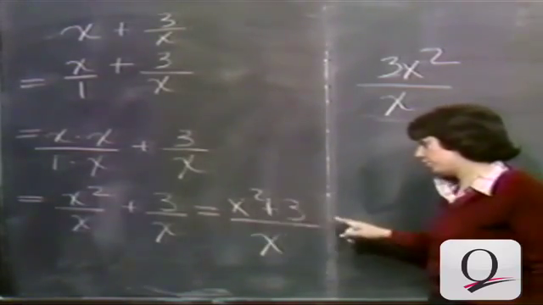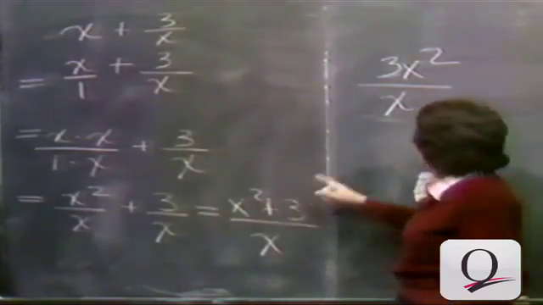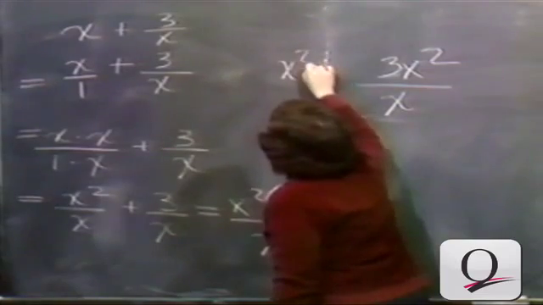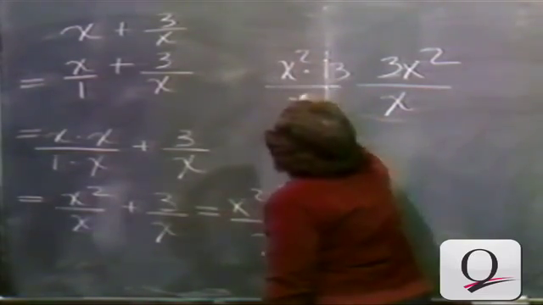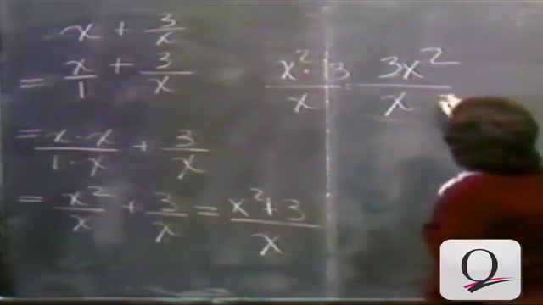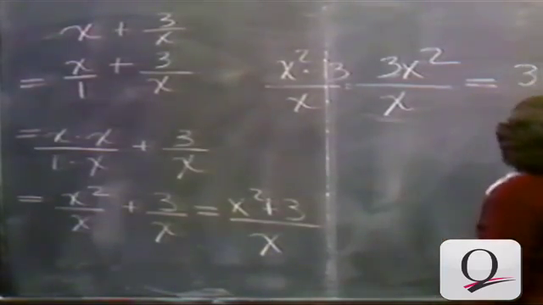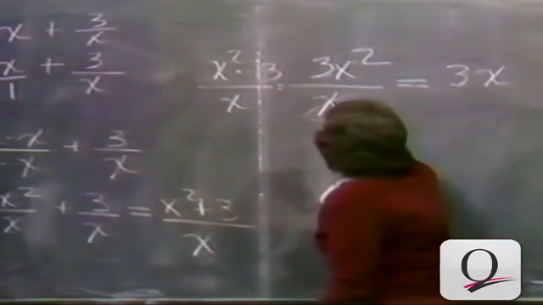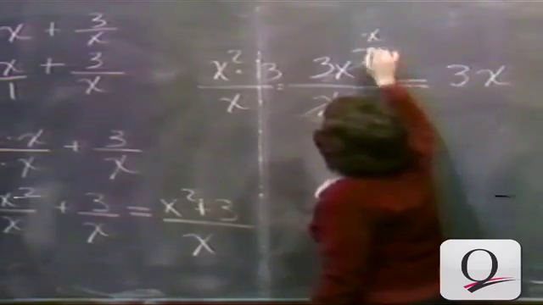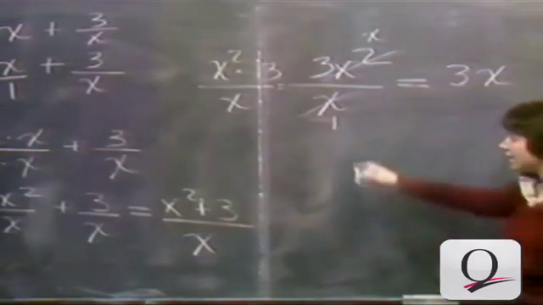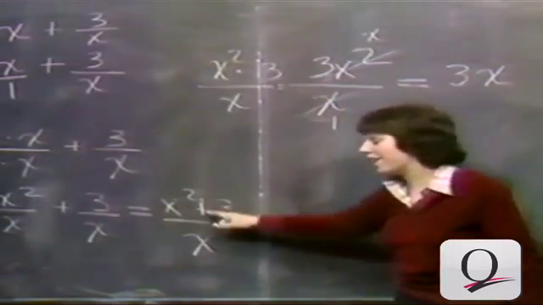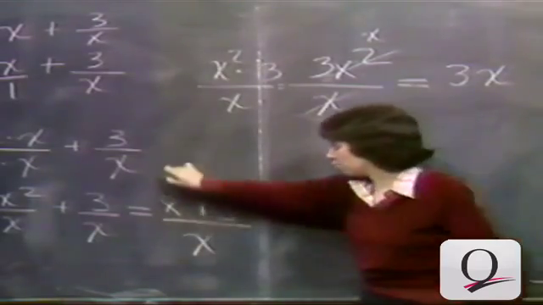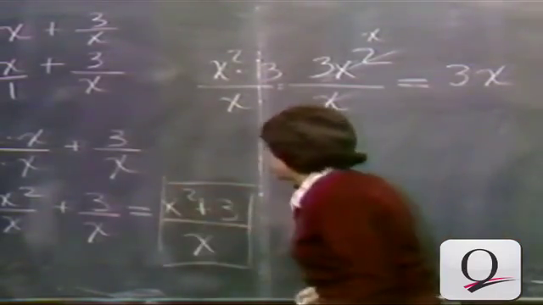3 is not a factor of the numerator. If it was x squared times 3 over x, or 3x squared over x, then you could reduce it to 3x. In other words, divide numerator and denominator by x. But that's x squared times 3. This is x squared plus 3. This is already in lowest terms.